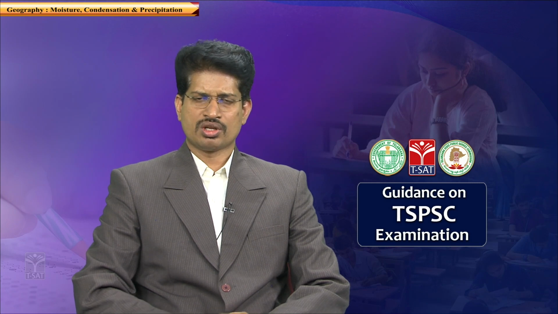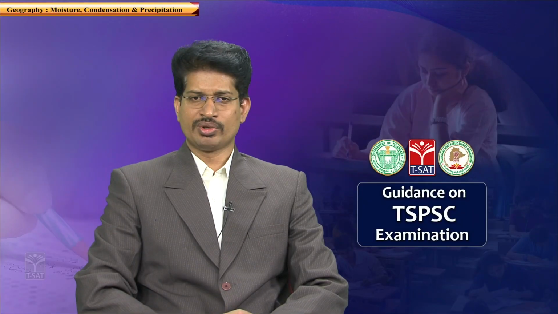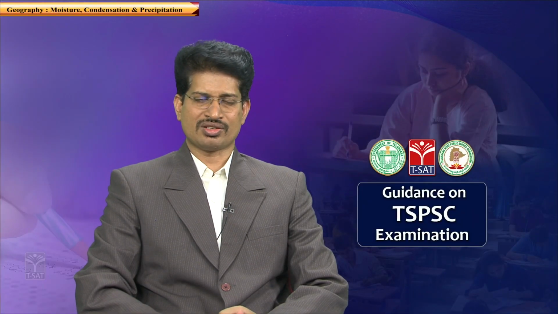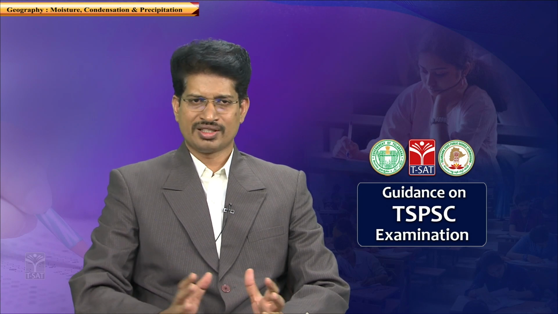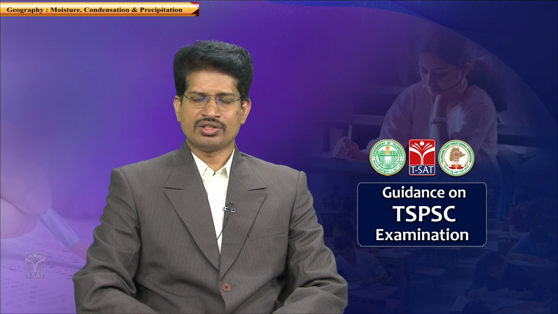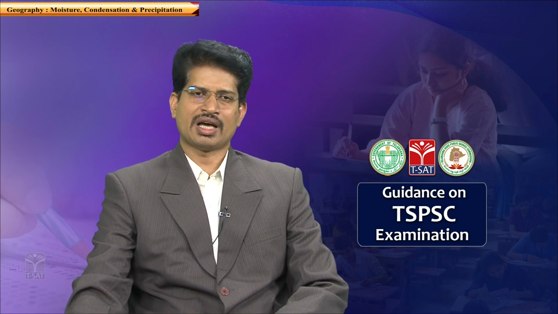So mist is also a kind of fog. It is classified on the basis of visibility. Fog with visibility of more than 1 kilometer but less than 2 kilometers is known as a mist. So this is how condensation is classified, based upon the way it has been formed.